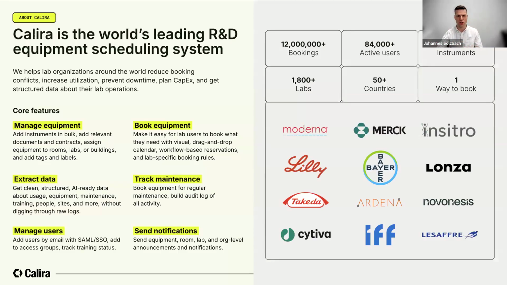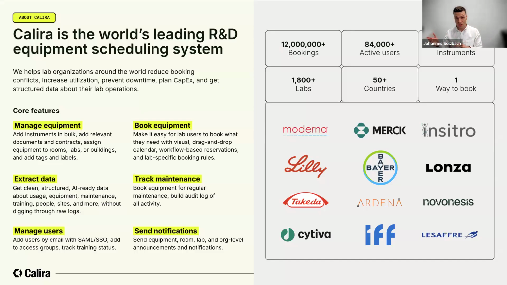If you're working on utilization, most labs really only need three things. That is a consistent way to book the equipment or the pieces of equipment across the labs. Secondly, visibility into equipment, people, and maintenance. And thirdly, clean operational data that you and AI can actually use. So we, as Calira, have designed a system that supports that from the equipment setup and booking through to maintenance tracking and the structured data that I've just been speaking about.